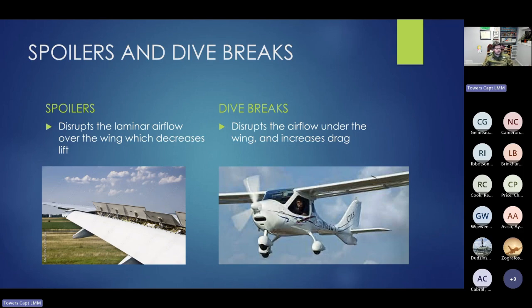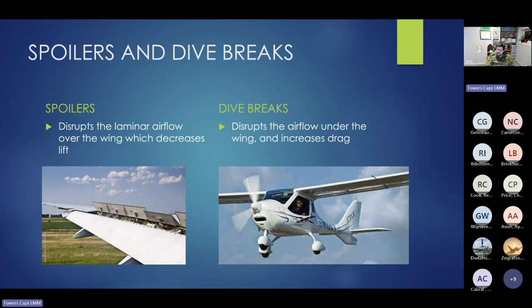I'm also going to add a note here because I am positive that we can get some better pictures in this: pictures of spoilers and dive brakes from a glider. Okay, so spoilers disrupt the lift, they spoil the lift, and dive brakes disrupt the airflow under the wing and increase the drag. Hence why they're called dive brakes. It's like a brake.